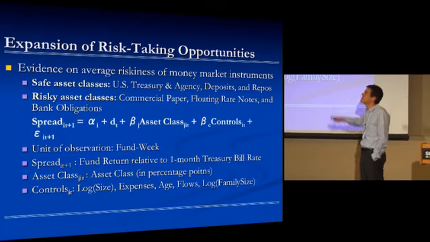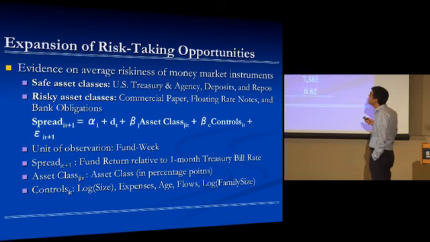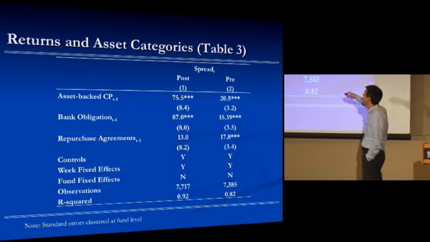Okay, so the expansion of risk-taking opportunity, that's the graph you already saw before. I'm basically just doing the same thing in a regression. And an easy way to see that, I'm just putting up some asset classes. Asset-backed commercial paper was paying 20 basis points relative to treasuries before August 2007 and 75 after August 2007. It's even more striking for bank obligations, but you don't see that difference for repos, for example.